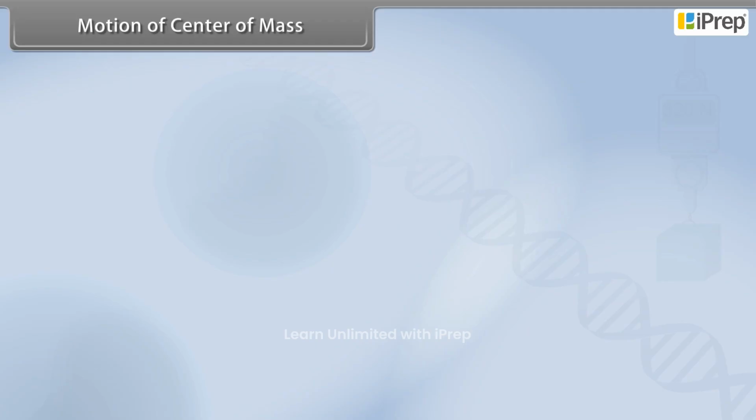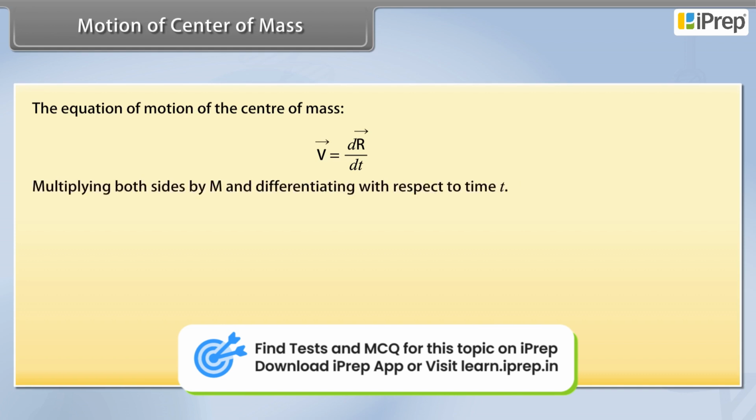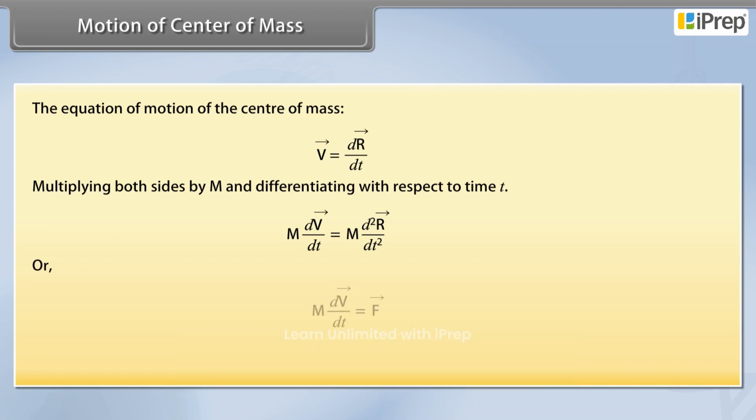Motion of center of mass. The equation of motion of the center of mass is given by vector v is equal to vector dr by dt. Multiplying both sides by m and differentiating with respect to time t, we get m into vector dv by dt is equal to m into d square vector r by dt square. This equation can be written as m into dv vector by dt is equal to vector F.